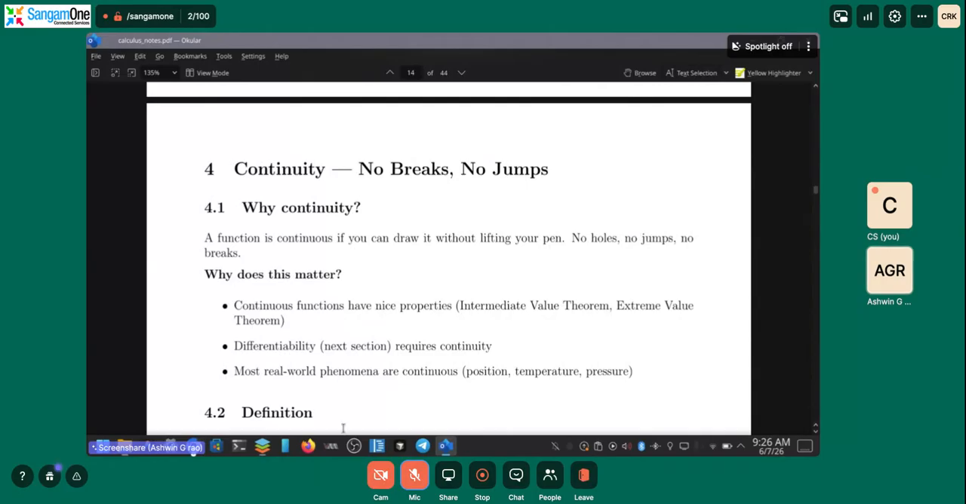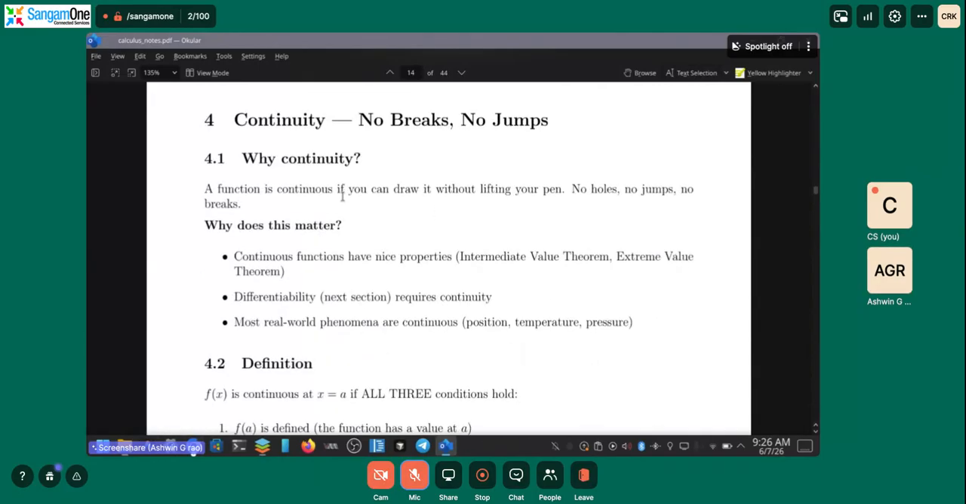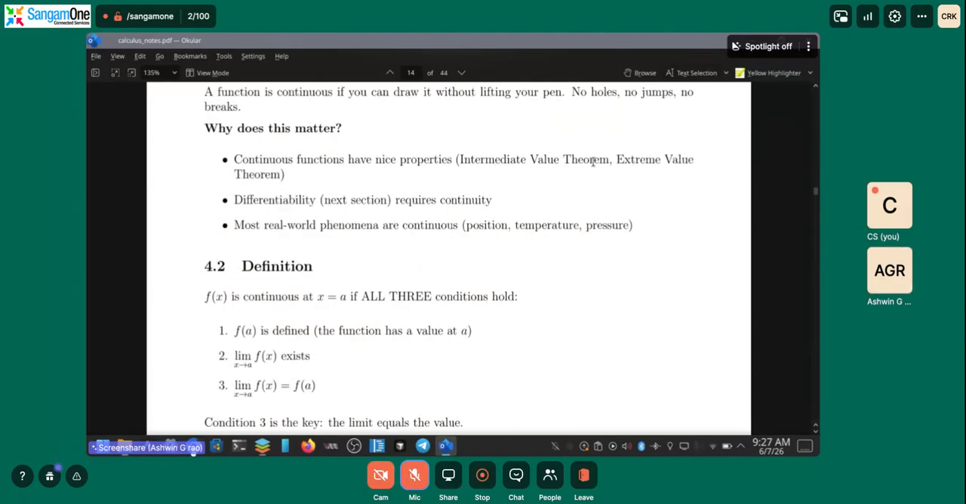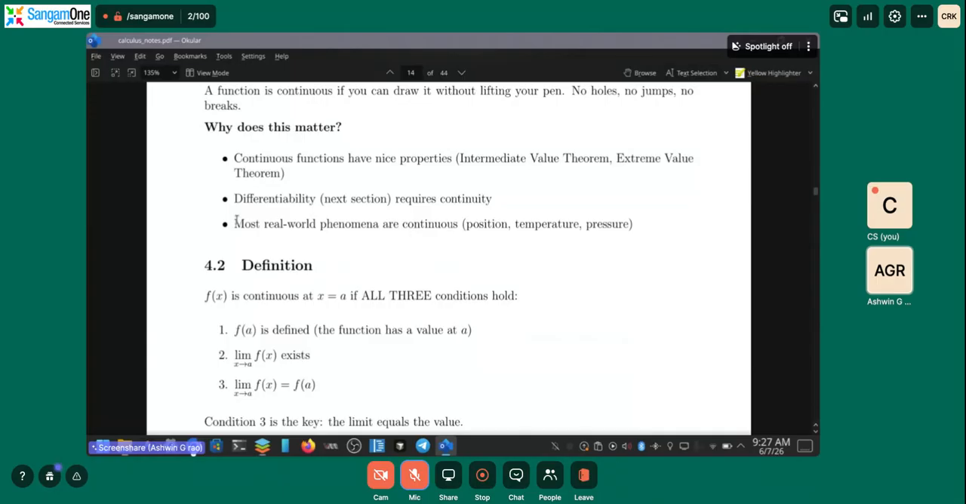So next goes continuity. A function is continuous if you can draw it without lifting your pen. No holes, no jumps, no breaks. Why does this matter? Continuous functions have nice properties: the intermediate value theorem and the extreme value theorem. Differentiability requires continuity. Most real world phenomena are continuous. Position also, temperature, pressure.